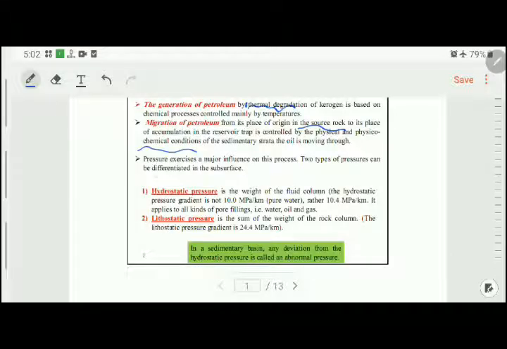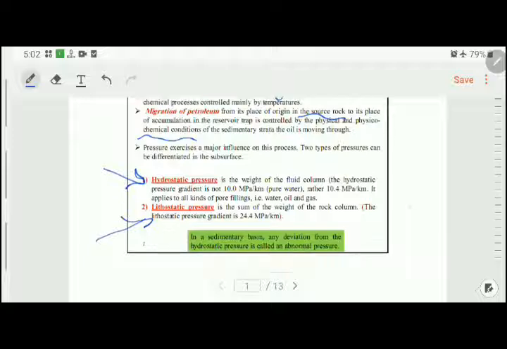So this process depends on 2 main pressures: the hydrostatic pressure, which is the weight of the fluid column and depends on the fluid, whether it is water or oil and gas, and also the lithostatic pressure, which is the sum of the weight of the rock column itself, sometimes called the overburden pressure of the rocks.